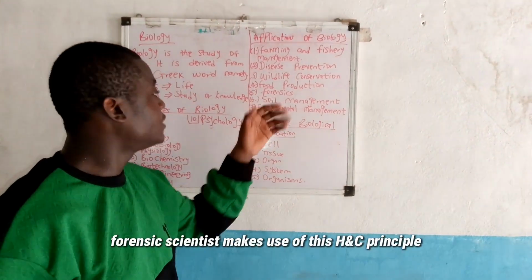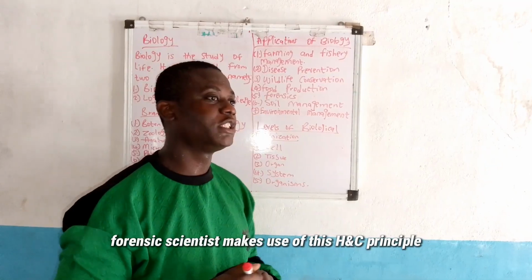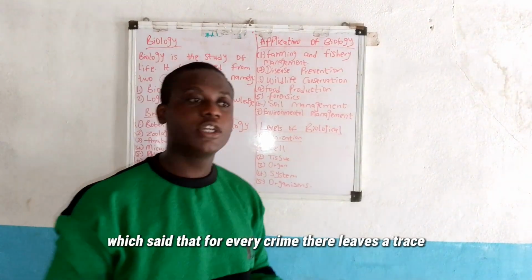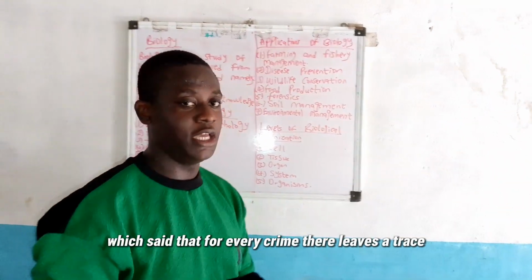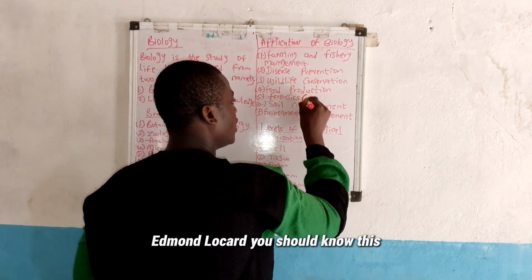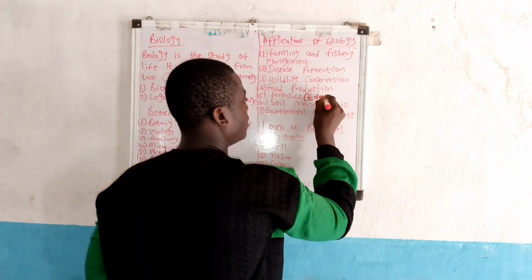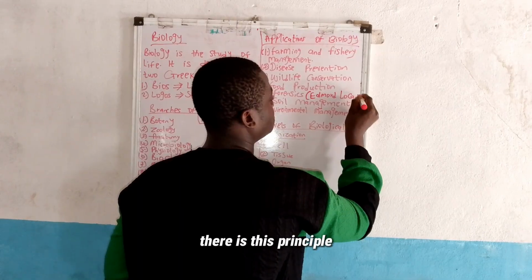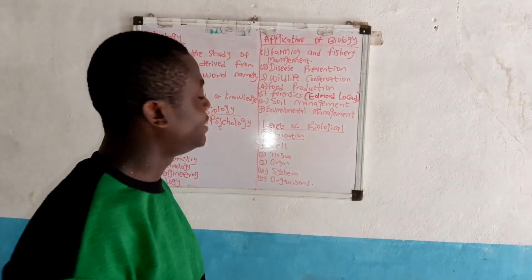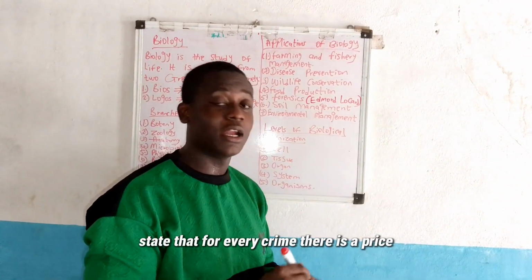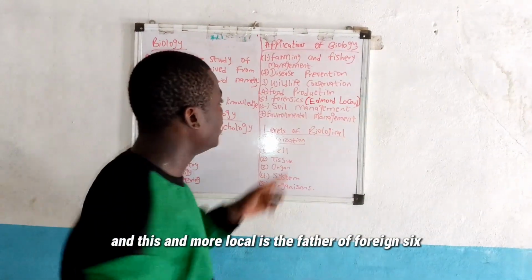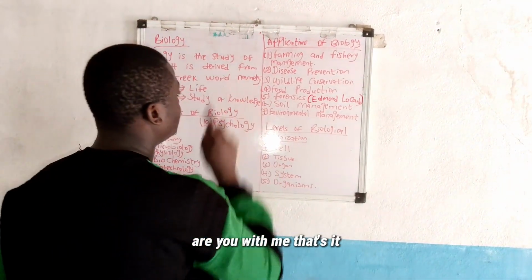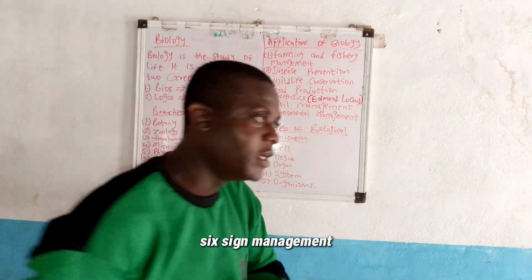And also forensic scientists make use of this exchange principle according to Edmond Locard, which states that for every crime there lives a trace. Edmond Locard, you should know this. The exchange principle states that for every crime there lives a trace, and this Edmond Locard is the father of forensics. Are you with me? That's it.